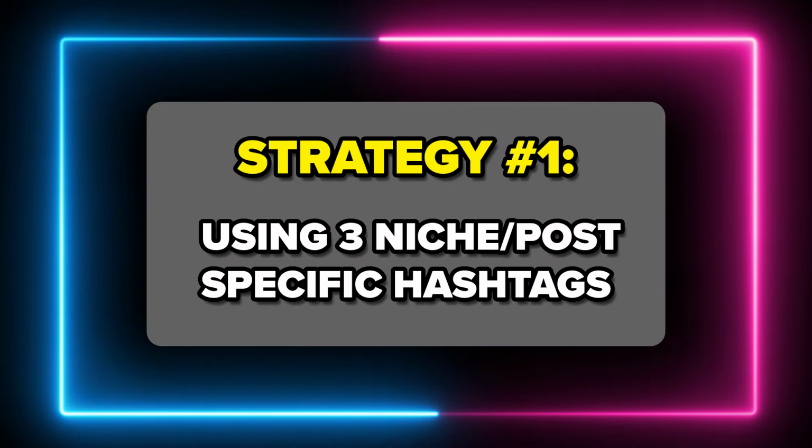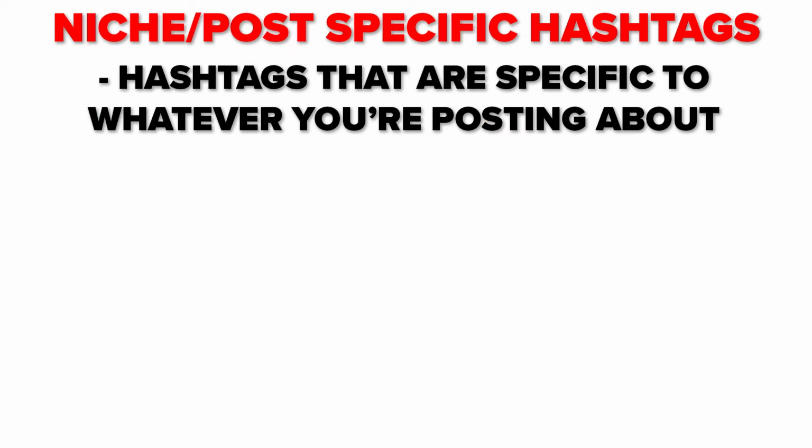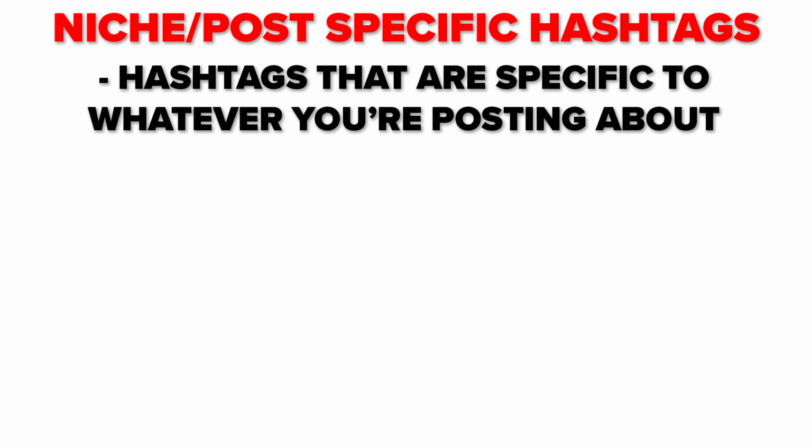Hashtag strategy number 1 is going to be 3 niche specific hashtags. Now, if you don't know what niche specific hashtags are, broad hashtags or trending hashtags, let me explain. Niche specific hashtags are going to be specific to whatever you're posting about. For example, if you were doing a post about Taylor Swift, hashtag Taylor Swift or hashtag Swifty is going to be niche specific. That could be exchanged also with post specific. So post specific, niche specific means the same thing.